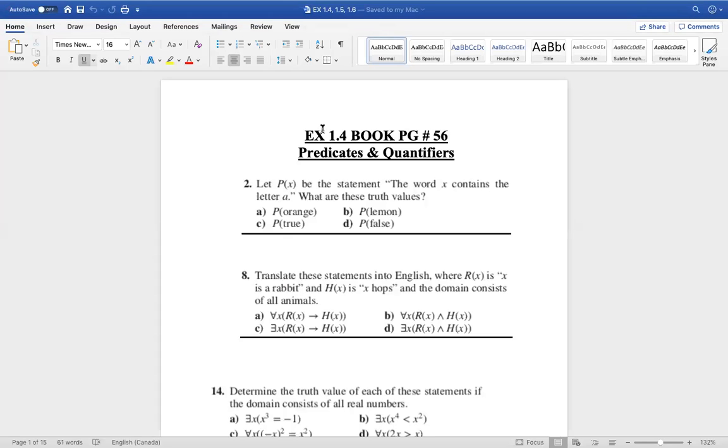Okay, let's get started for this week's tutorial, and we will be starting with exercise 1.4, and later on we will be covering 1.5 and 1.6 in this session. So this exercise 1.4 is about predicates and quantifiers, and it can be found on page number 156 of your textbook.